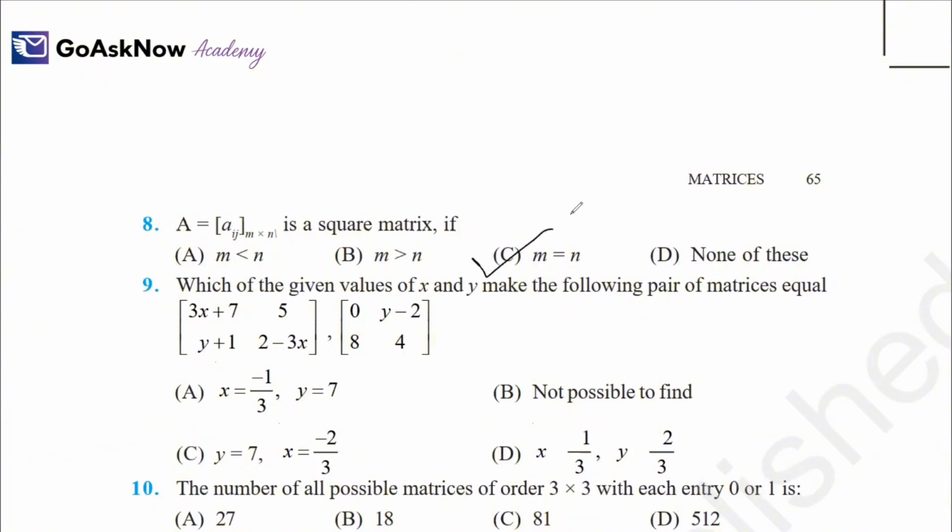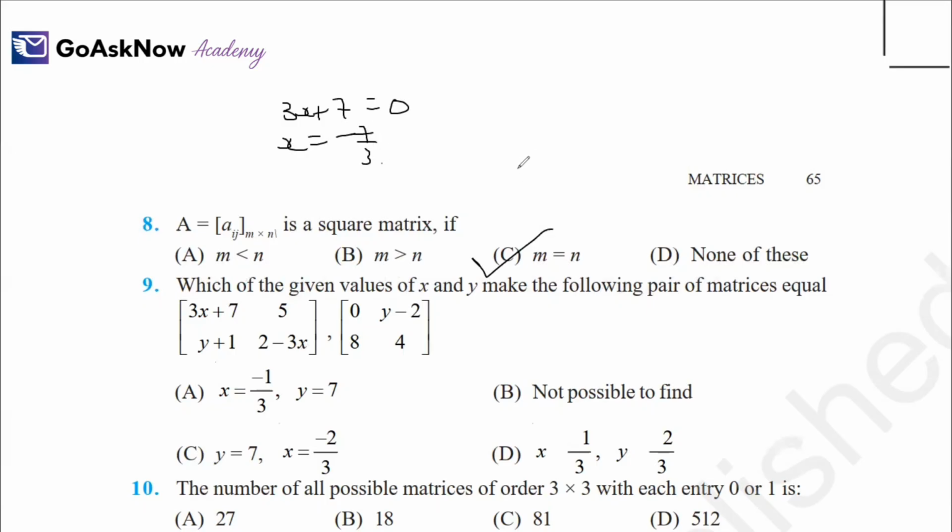Which of the given values of x and y make the following pairs of matrices equal? Okay. So here you have to see what should make it equal. So I will do it for you. This is also an example of equal matrices. So let's solve this. 3x plus 7 must be equal to 0, because for equal matrices, the corresponding entries should be equal. So from here you will get x is equal to minus 7 by 3.